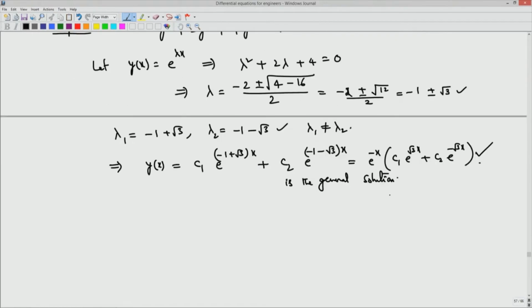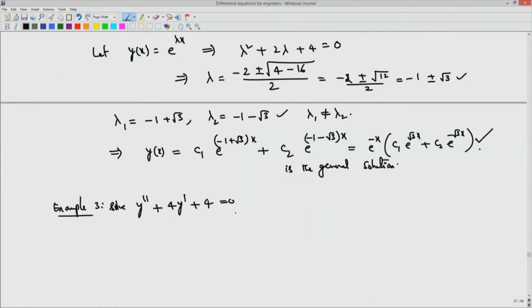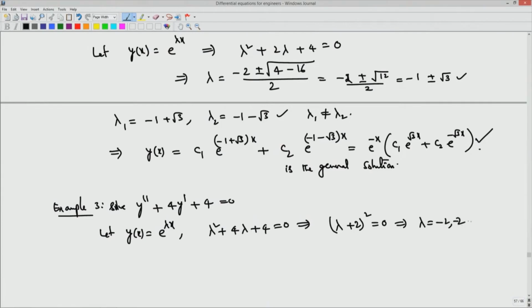So, we will see the case where these roots are same, as an example 3. Your equation is y double dash plus 4y dash plus 4y equal to 0. If you follow the same technique, by choosing y of x equal to e power lambda x, lambda will satisfy lambda square plus 4 lambda plus 4 equal to 0. That gives lambda plus 2 whole square equal to 0, so lambda equal to minus 2 and minus 2. These are the repeated roots.